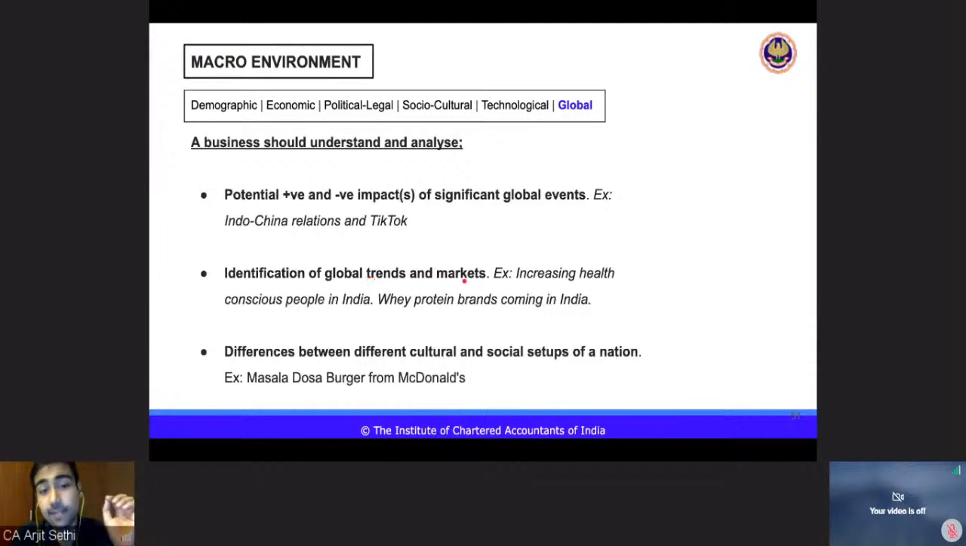Identification of global trends and markets, like increasing health conscious people in India, whey protein brands coming into India, right? Then you have differences between different cultures and social setups of a nation. The masala dosa burger was introduced by McDonald's in India, right? So difference between different cultures. This is all coming under global, right?